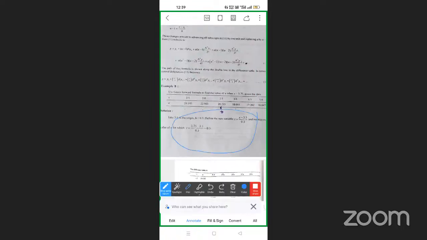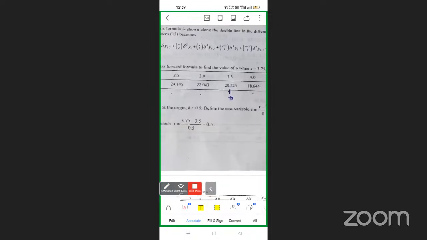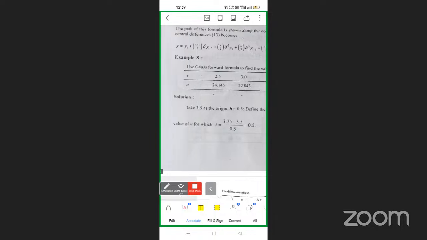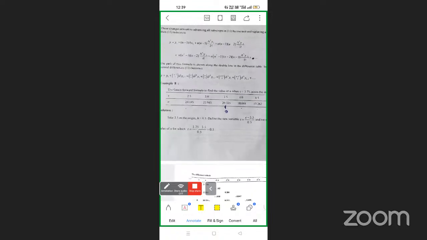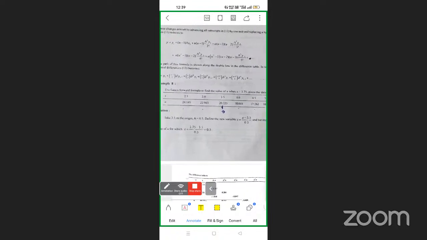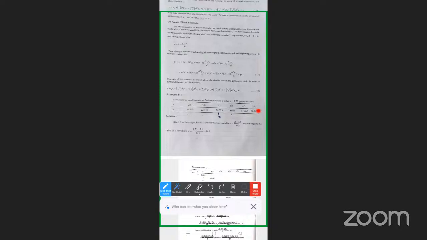Example. Use the Gauss forward formula to find the value at x is equal to 3.75. The given data is x and y values: 2.5, 3, 3.5, 4, 4.5, 5, with the corresponding y values 24.145 and so on. So in this table we have to find the value at 3.75.